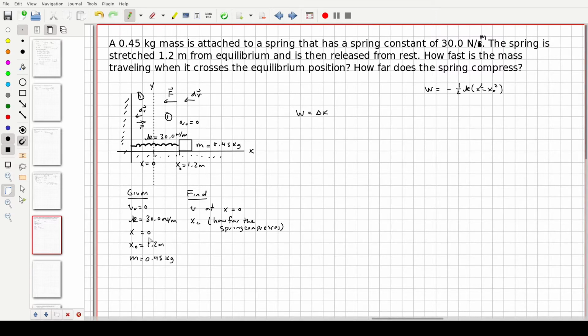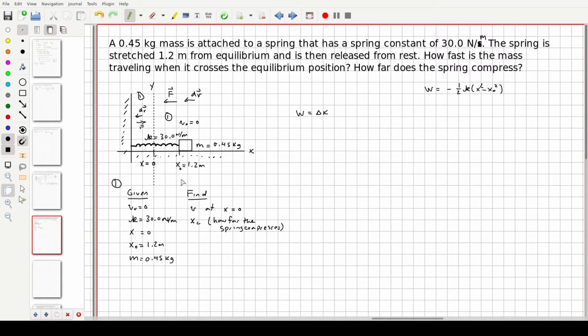So the givens that we have here really are for the first part. We'll work the first part, and then given the speed that we find at the equilibrium position, we'll use that as the initial velocity, and the final velocity will be when it's completely compressed, which will be 0. Okay, so let's work the first part.